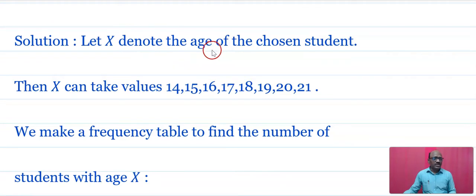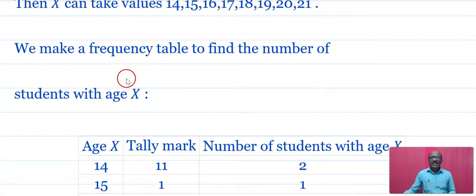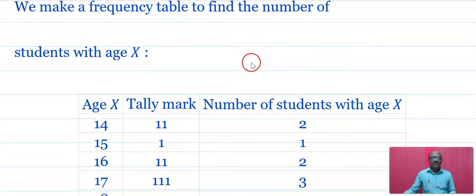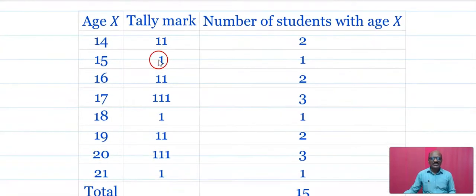Let X denote the age of the student. Then X can take the values 14, 15, 16, 17, 18, 19, 20, 21. We can make a frequency table to find the number of students with age X. That is, age X, here are the ages. Next, tally marks. You can see these are the tallies.